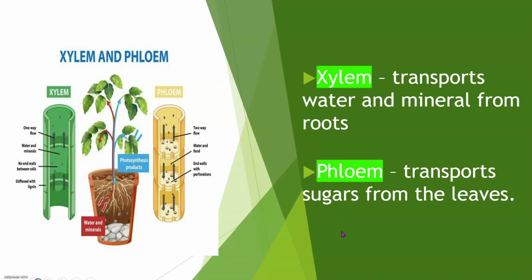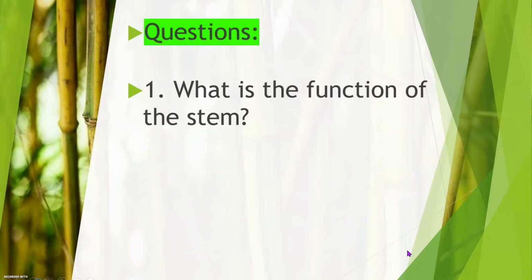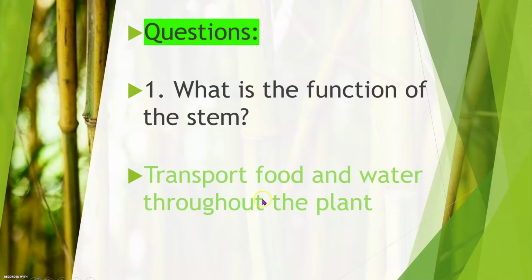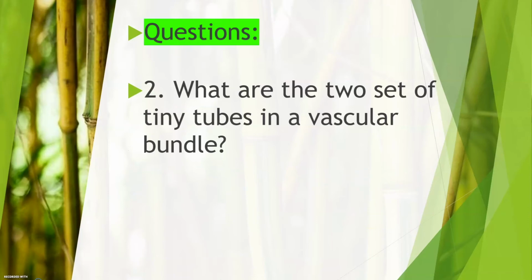Again, what are the two tiny tubes inside the vascular bundles? Very good. Xylem and phloem. Good job. Now let's answer the question. What is the function of the stem? Very good. Transport food and water throughout the plant. Good job. The second question, what are the two sets of tiny tubes in a vascular bundle? Very good. Xylem and phloem.